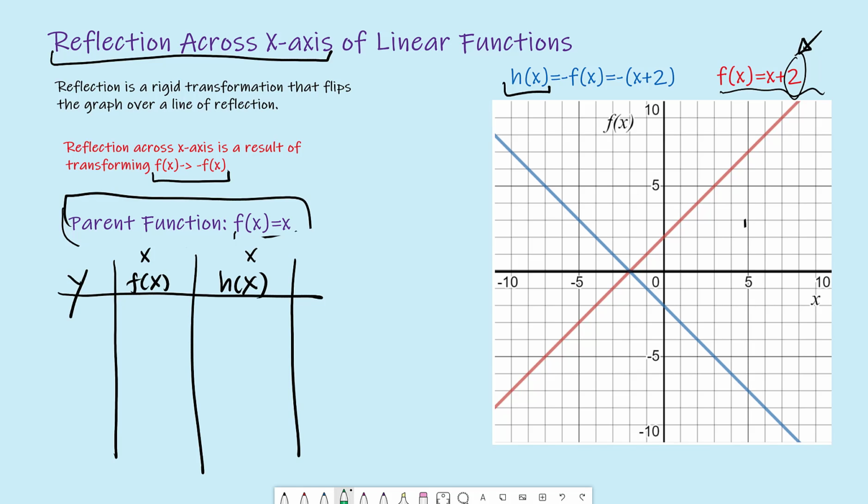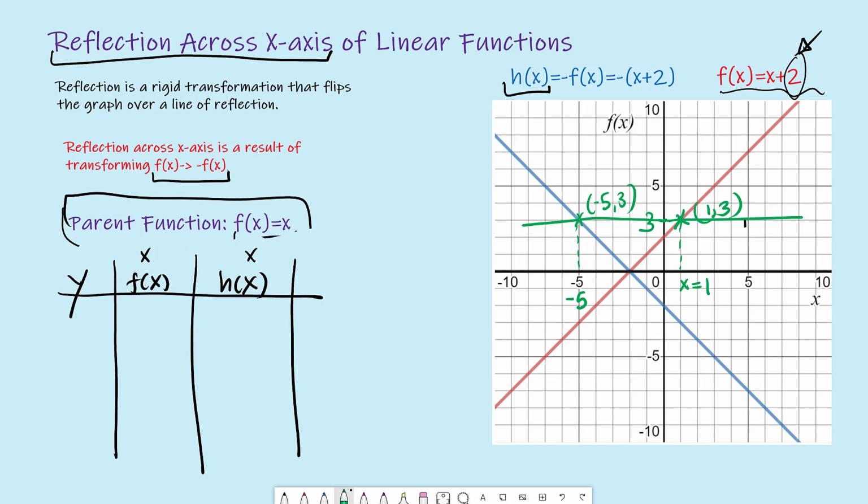Let's look at the point y equals 3. We'll make a line across that cuts through both functions. So this is our original function. Where does it cut through? It cuts through at x equals 1. On the other hand, with our blue function, which is our reflected function, we get the cut at -5. So we have (1, 3) for this point, and we have (-5, 3) for this point.